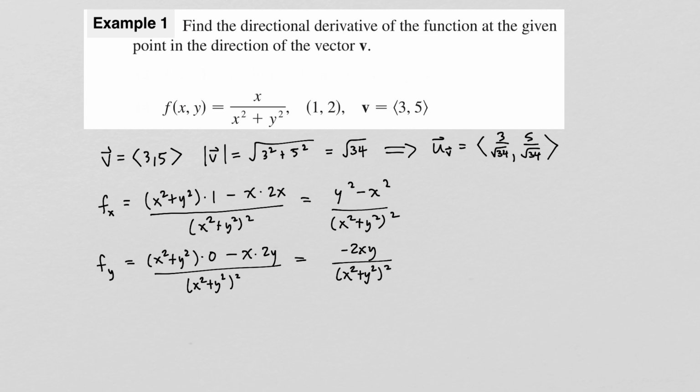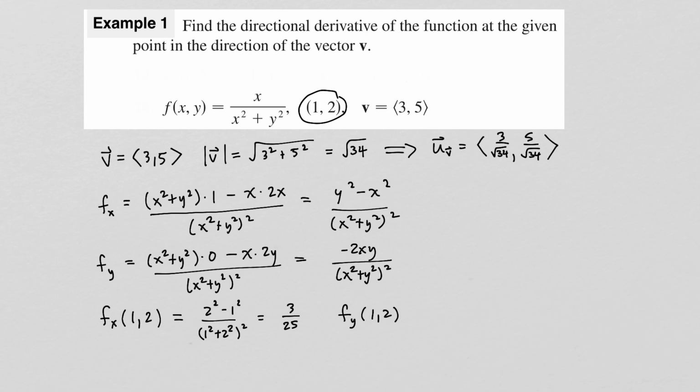Now the next step is we have to evaluate our partial derivatives at the point where we want the tangent. So it's at the point 1, 2. The partial derivative with respect to x evaluated at 1, 2 is 2 squared minus 1 squared divided by 1 squared plus 2 squared, quantity squared. This is 3 divided by 25. And the partial derivative with respect to y evaluated at the point 1, 2 is negative 2 times 1 times 2 divided by 1 squared plus 2 squared, quantity squared.